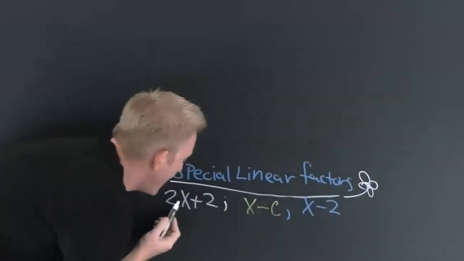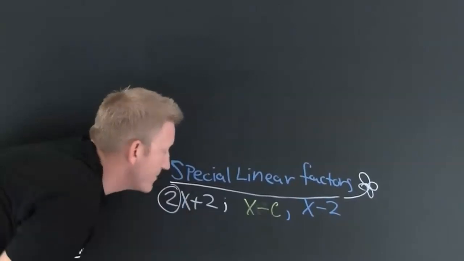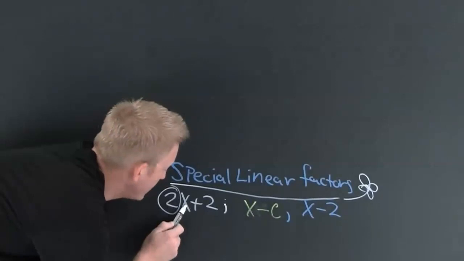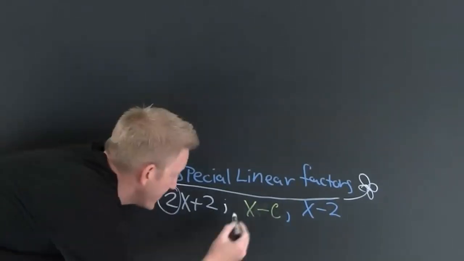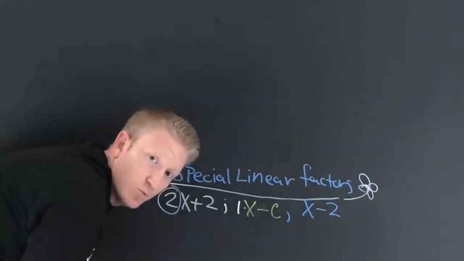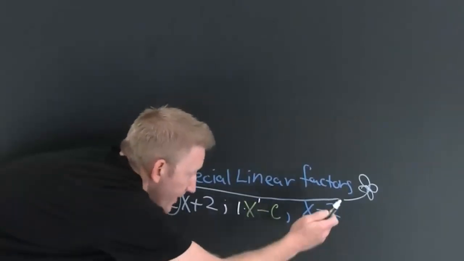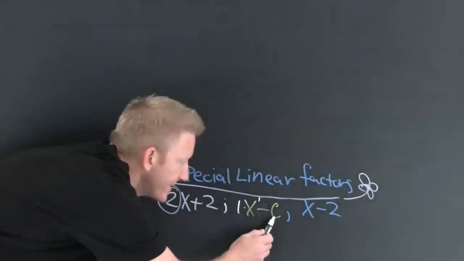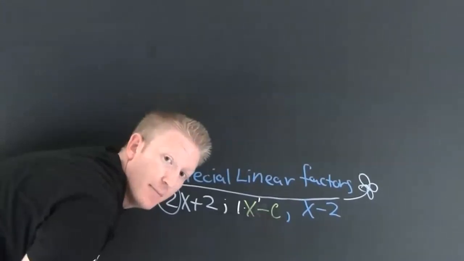This is not a special linear factor. Why? Because the leading coefficient of my variable is not 1. What makes a special linear factor? A special linear factor has coefficient 1 and degree 1. An example of a special linear factor is x minus 2. This is x minus c. What goes outside of our box? The opposite of c, or whatever's going to make our denominator 0.